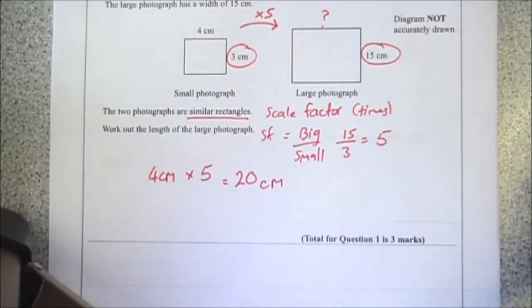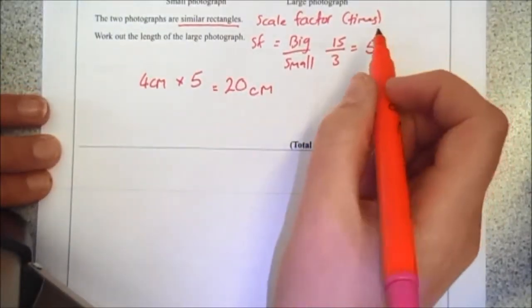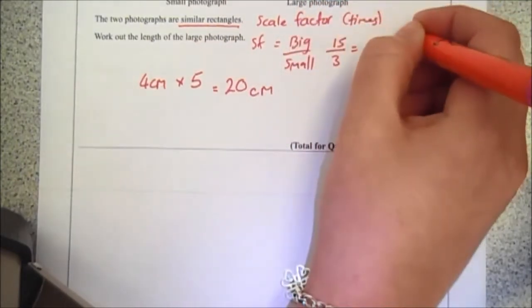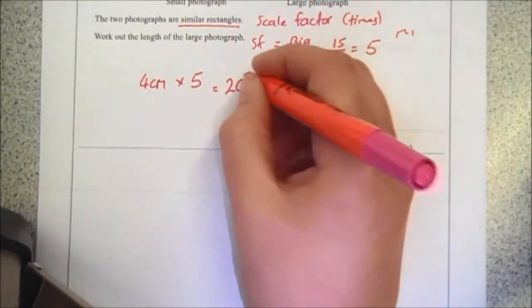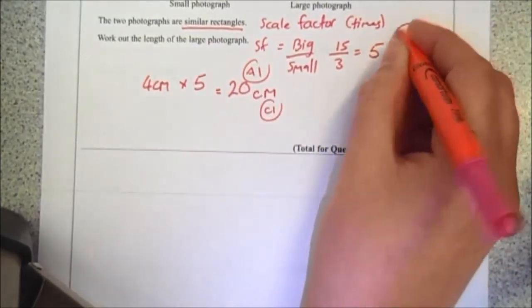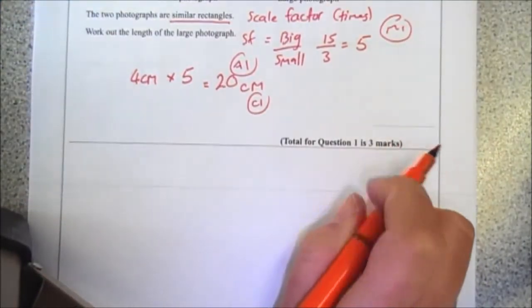This is a 3-mark question. You get 1 mark for finding the scale factor. You get an answer mark for getting the answer right, and you get a communication mark for showing centimetres because it doesn't have it on the answer line.